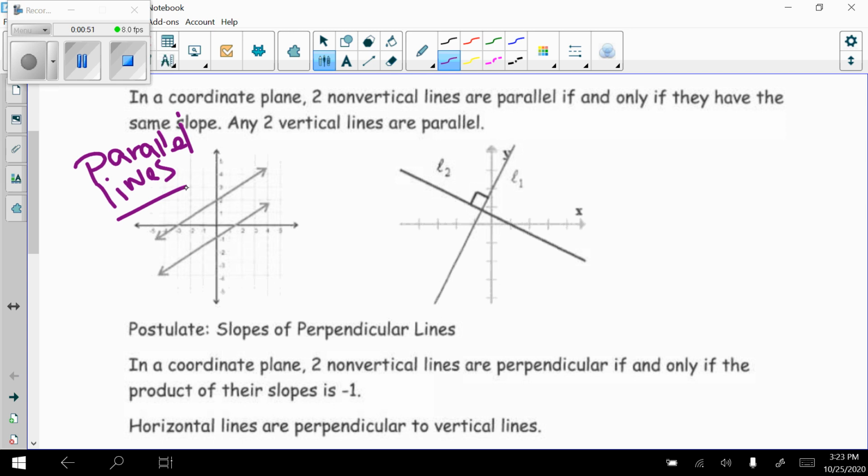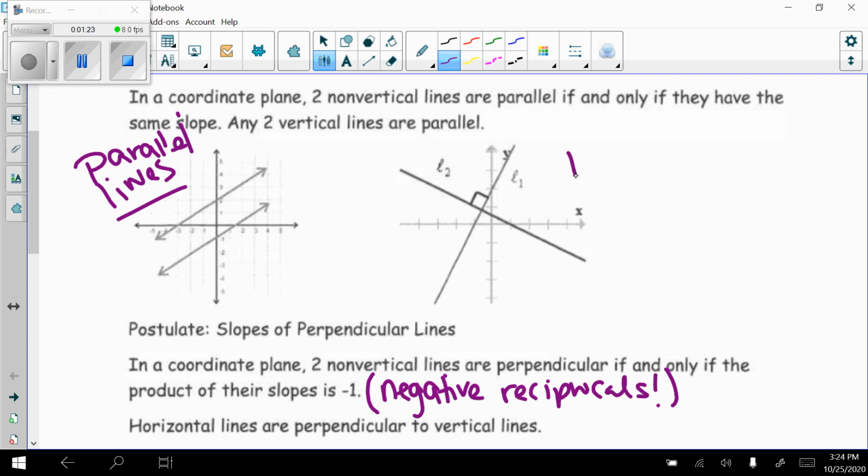In a coordinate plane, two non-vertical lines are perpendicular if and only if the product of their slopes is -1. Remember, product means if I multiply those two slopes together, it is -1. This is the same thing as saying that the slopes are negative reciprocals of one another. Remember that a reciprocal is where you flip it, and then negative, you change the sign.